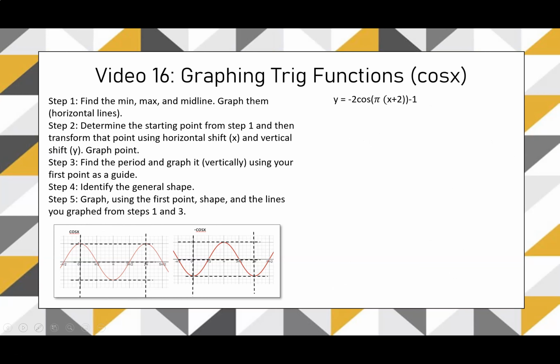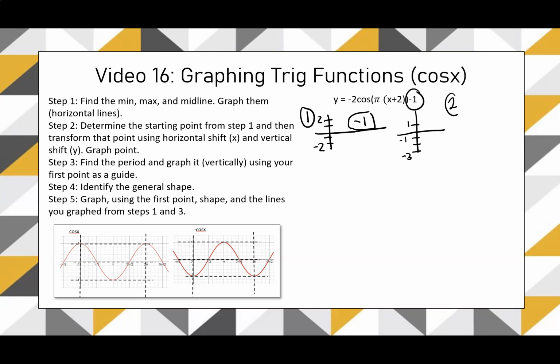All right, let's take a look at this one here. So, step 1, let's graph our amplitude. So we're at a positive 2 and a negative 2. However, we know that we have to subtract 1 because of this. So that actually makes us at 1 and negative 3. And you can think of your midline at negative 1.